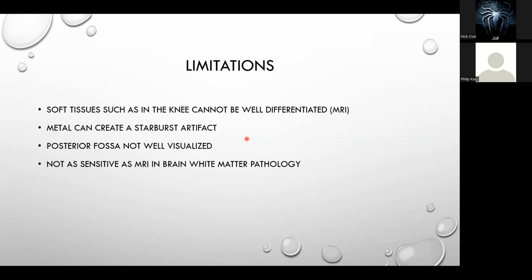Then also an area of the body that is poorly visualized is the posterior fossa. I'm sure you all know the posterior fossa. And when it comes to brain matter, CT scan is not as sensitive as MRI. So sometimes when a CVA or an infarctic stroke has just started, in the early phases, a CT scan might not pick it up, whereas an MRI will be able to pick it up.